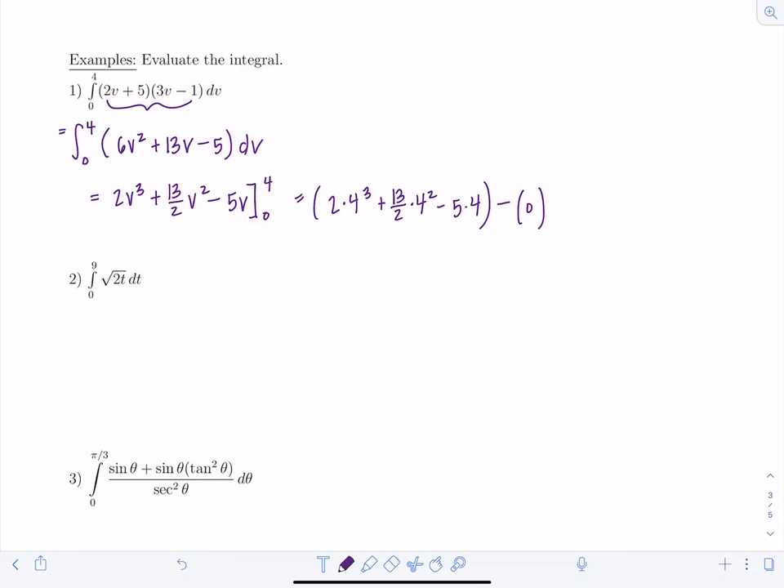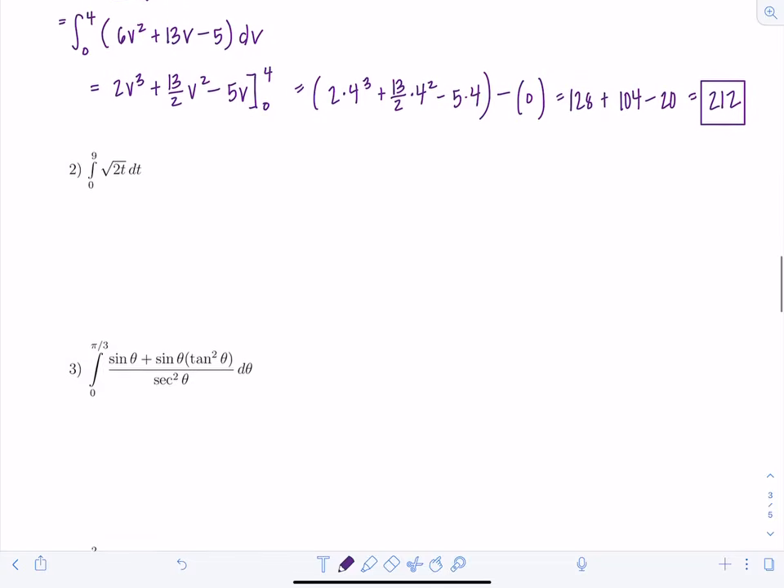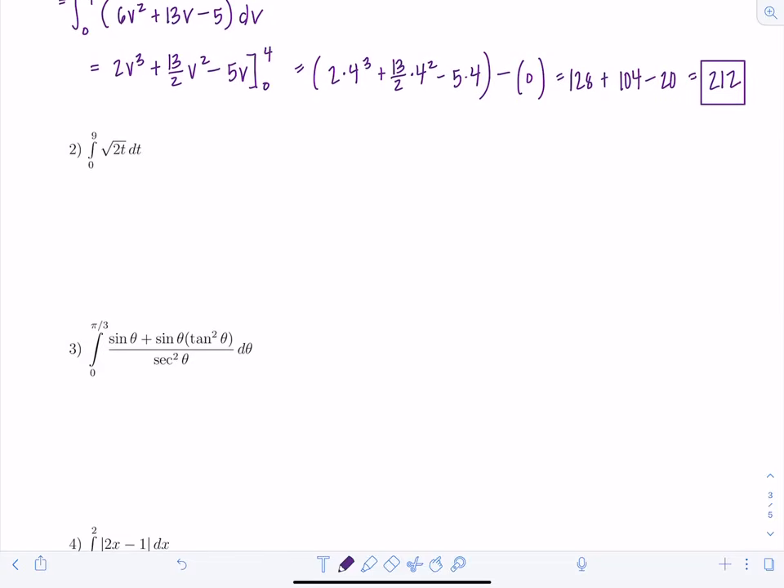So 2 times 4 cubed, that's going to be 2 times 64, so 128, plus 4 squared is 16, and then that'll cancel with the 2 in the denominator, so that's 8 times 13, which is 104, minus 20 gives me 212. Nice. All right, next example, I have the integral from 0 to 9 of square root of 2t dt.